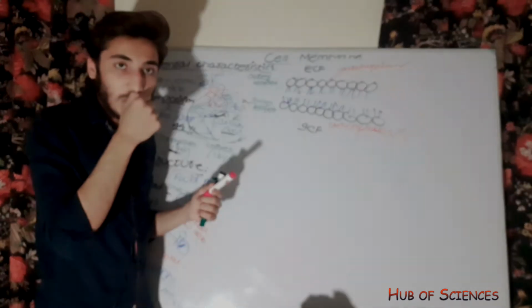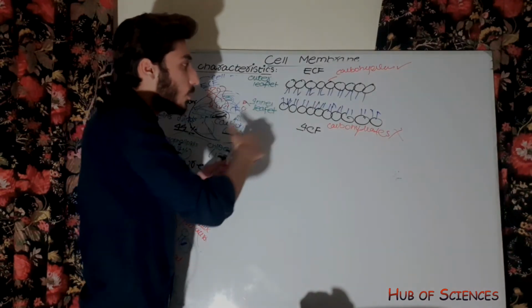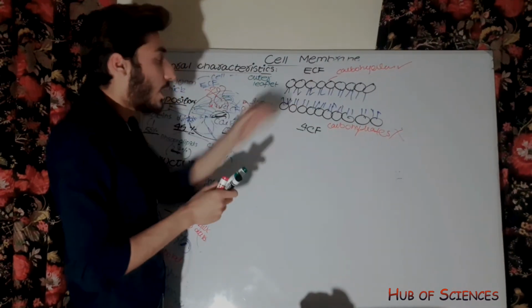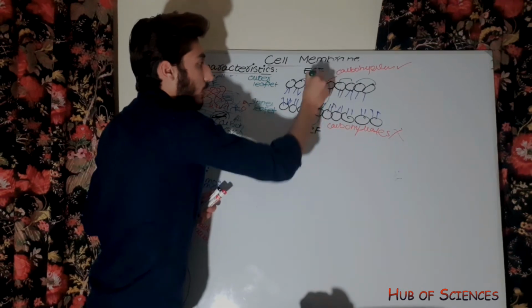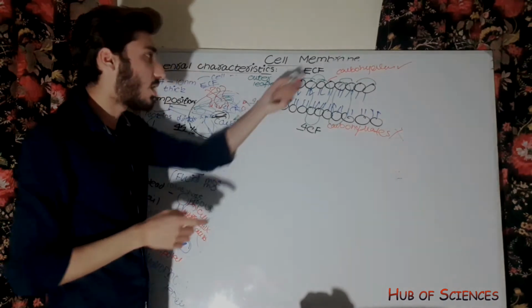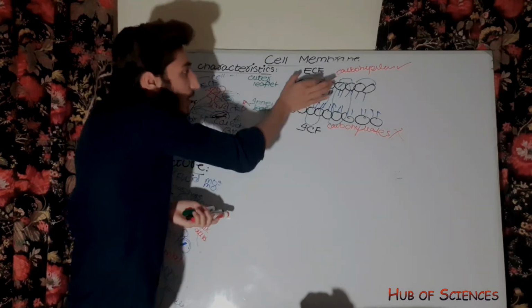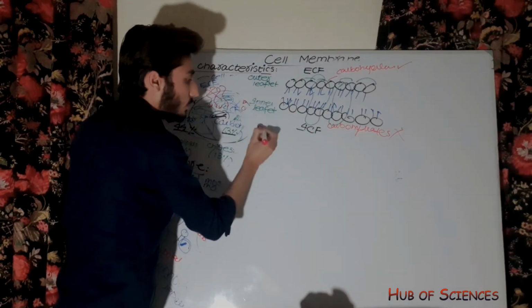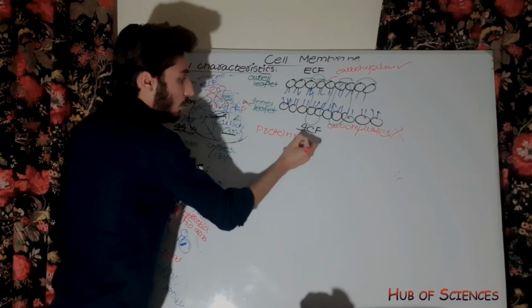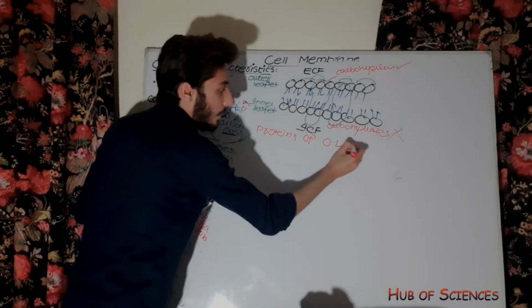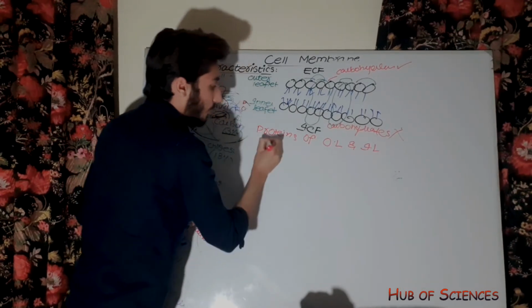And there is also a difference in the proteins. We know that these are the phospholipids and the proteins attach to these lipids in a mosaic manner. This will be a protein, this will be a protein, this will be a protein. This is the integral protein, which is also known as the transmembrane protein. These are the peripheral proteins. We'll discuss it later. So the proteins present in the outer leaflet and inner leaflet are different.